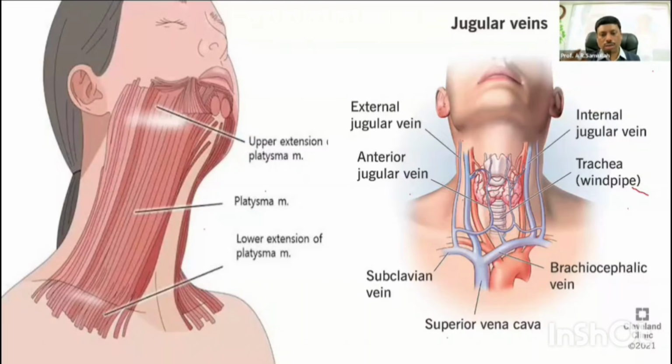There is another called the subclavian vein. The subclavian vein divides again into the external jugular vein and the brachiocephalic vein. The brachiocephalic vein is connected to the internal jugular vein. The external jugular vein drains into the subclavian vein. The brachiocephalic vein supports the internal jugular vein. However, you just keep this anatomical aspect in mind.